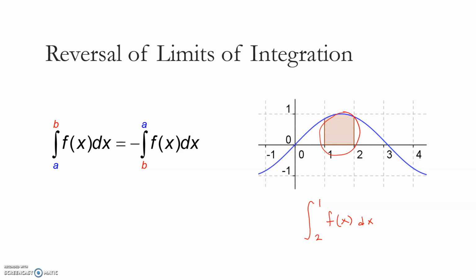So make sure you're looking at your limits of integration to make sure that they're in the order you're used to seeing them. If they're not, then you can just change the order of integration by changing the sign.